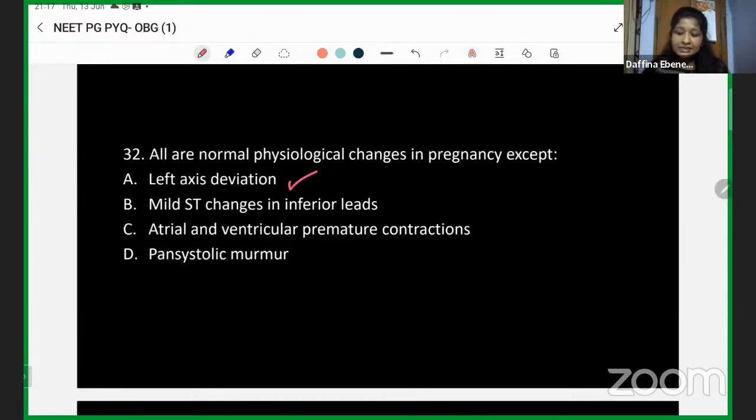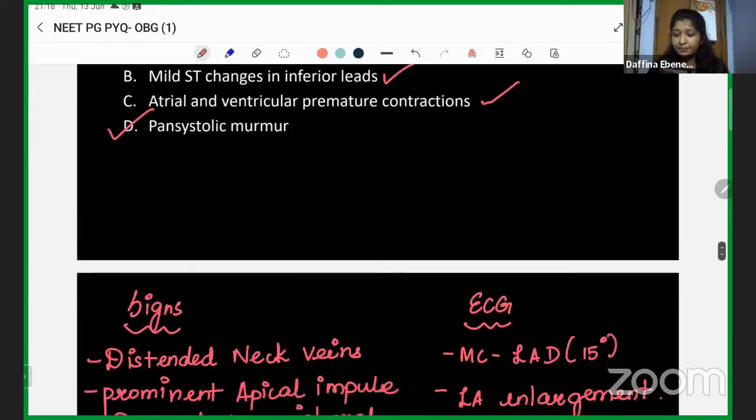Yes. Mild ST changes in the inferior leads is normal. Yes. Atrial and ventricular premature contractions are normal. Yes. Pansystolic murmur, is it normal? Ejection systolic murmur is normal. Continuous mammary murmur is normal. But pansystolic murmur, you have to evaluate for any valvular lesions. Okay, like some mitral regurgitation or something that can be present.